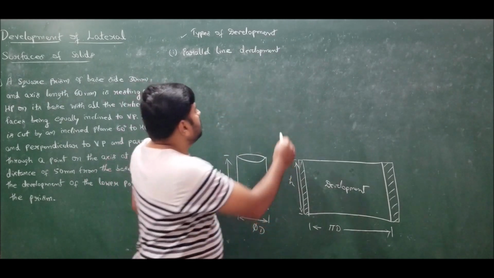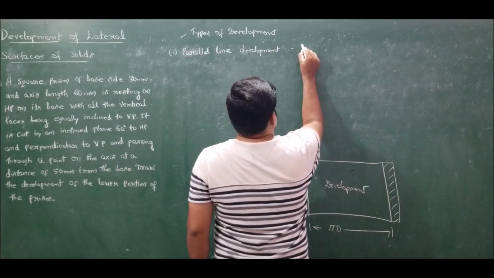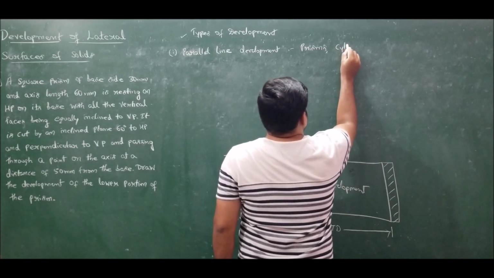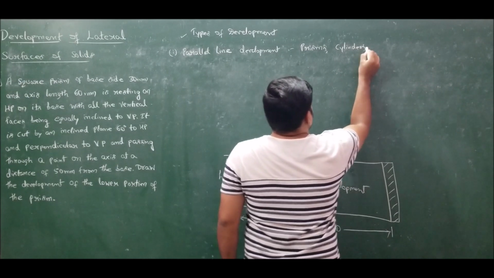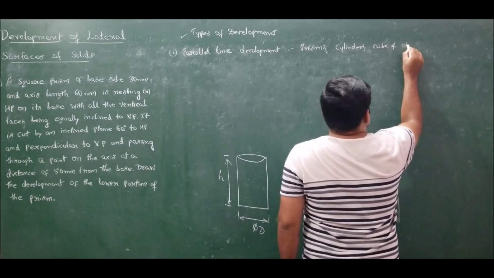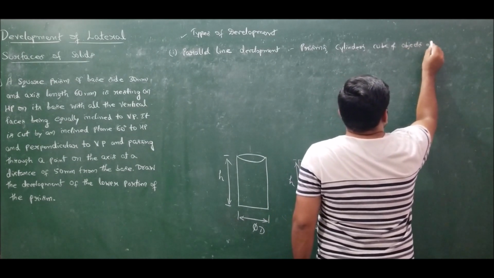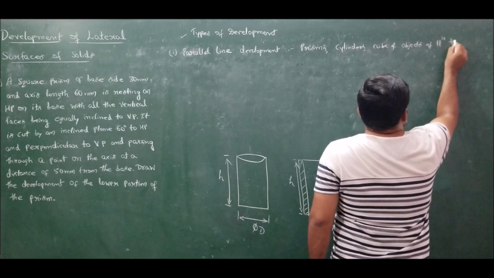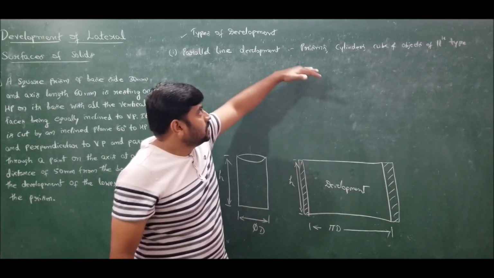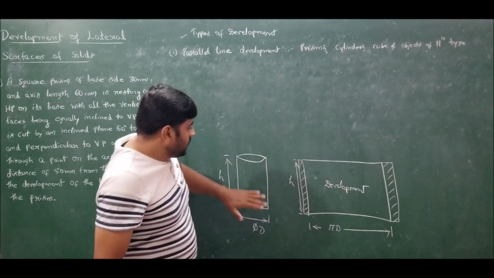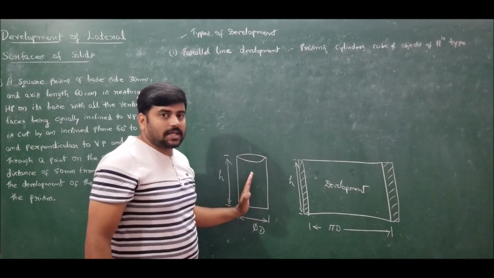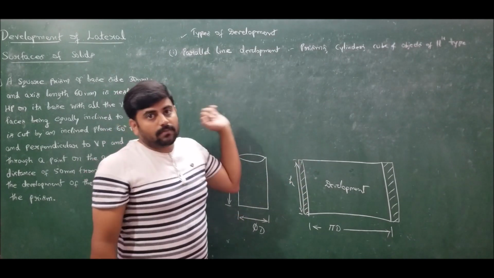So the parallel line method of development is used for development of prisms, cylinders, cubes and objects of similar type. What is the similarity between these objects? The vertical surfaces or vertical edges are parallel to the axis. So such objects are developed by using parallel line development.